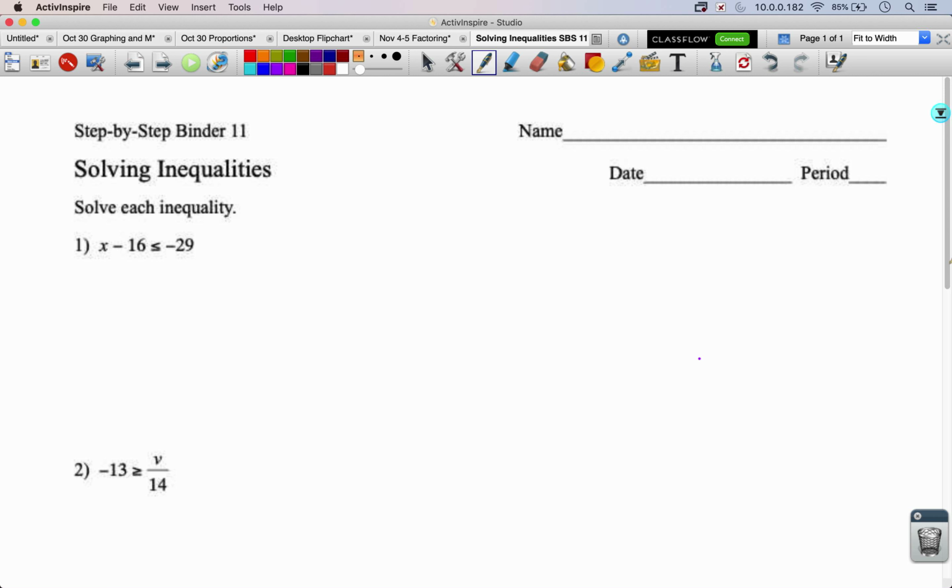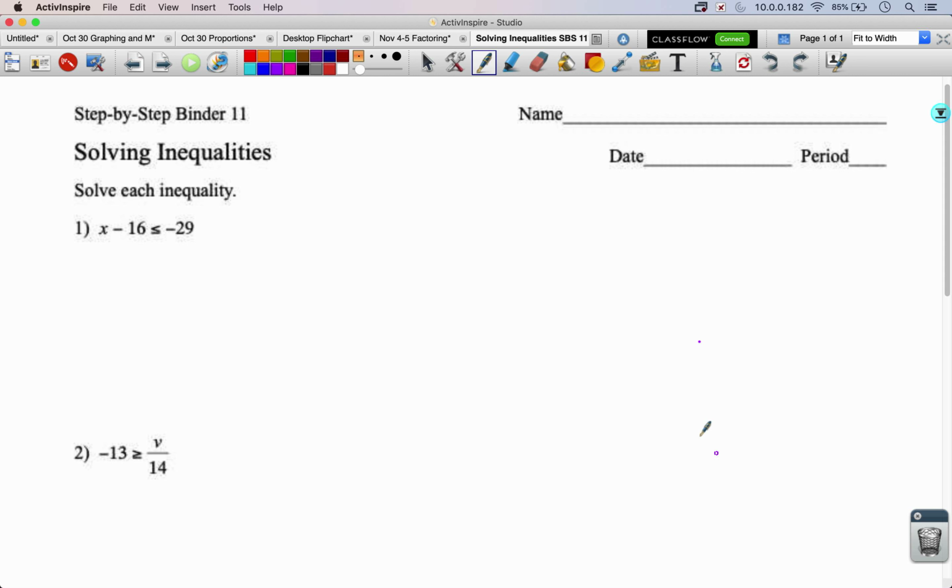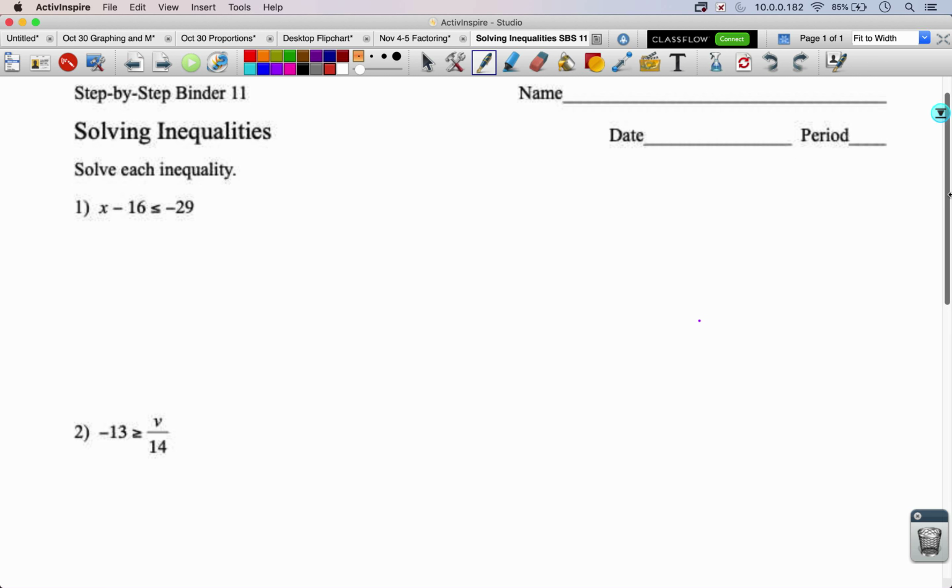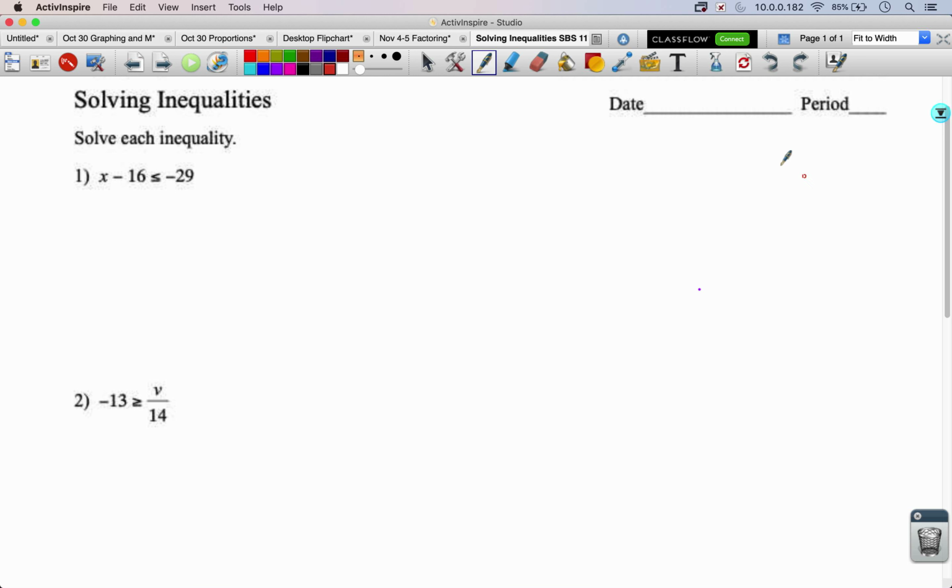We're going to be doing a step-by-step binary lesson. Go ahead and get the sheet out, put your name on it. It's also available on the extra stuff calendar if you don't have it. Or you can just write this on a separate piece of paper. All right, so solving inequalities.